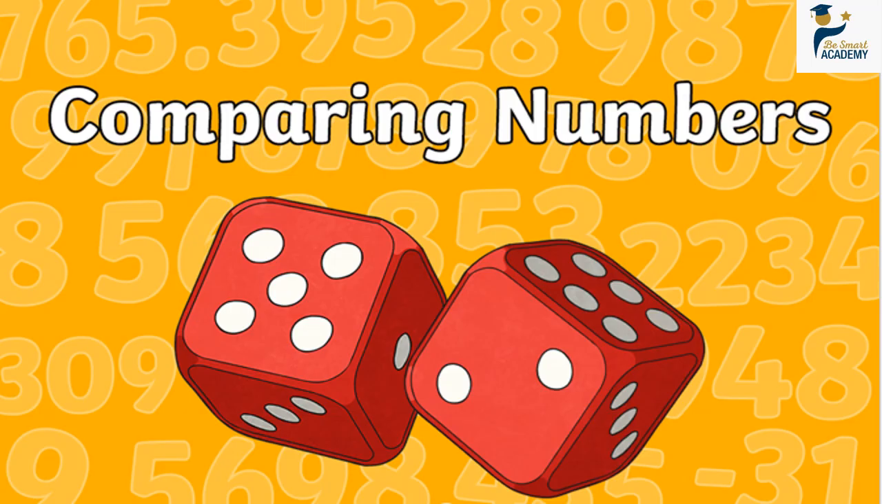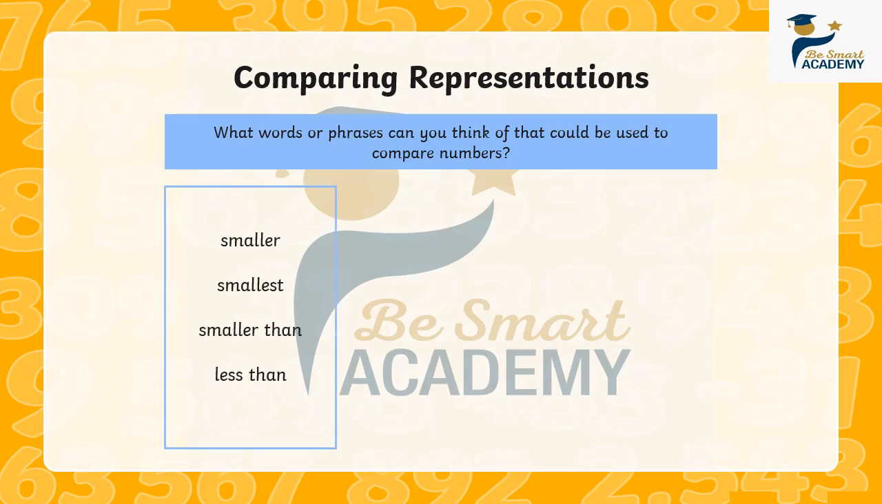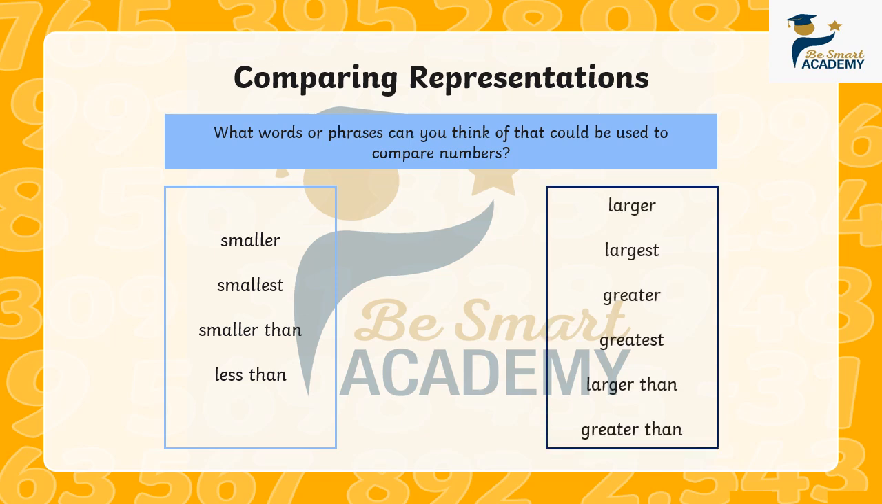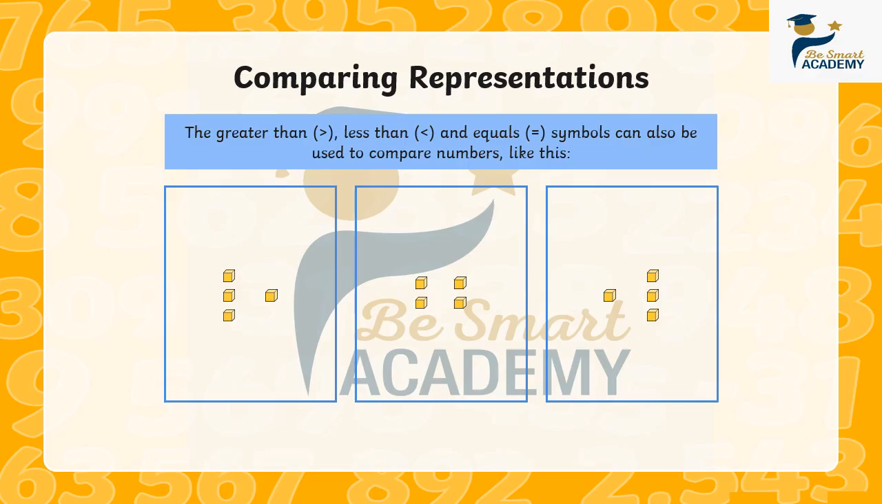Let's go. What words or phrases do I use to compare? We can say smaller, smallest, smaller than, less than, or we can say larger, largest, greater, greatest, larger than, greater than. And if the numbers are the same, we can say the same as or equal to. But in math, we don't just use words, we also use symbols. So we have a symbol for greater than, a symbol for less than, and a symbol for equals to.